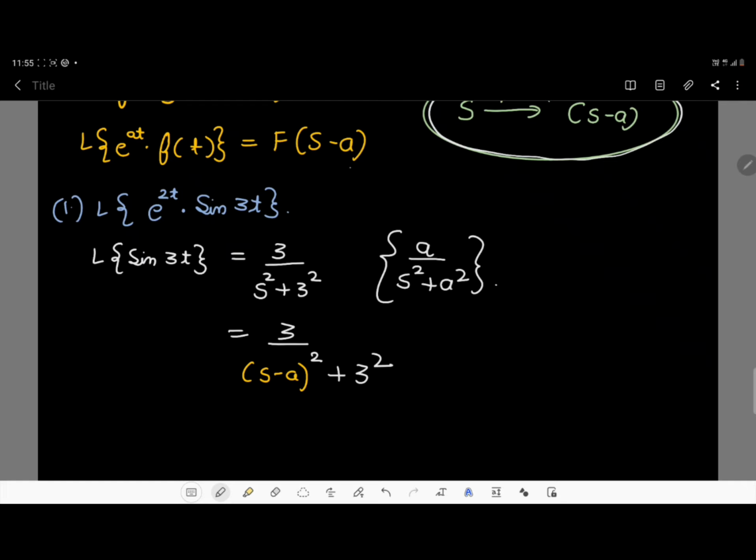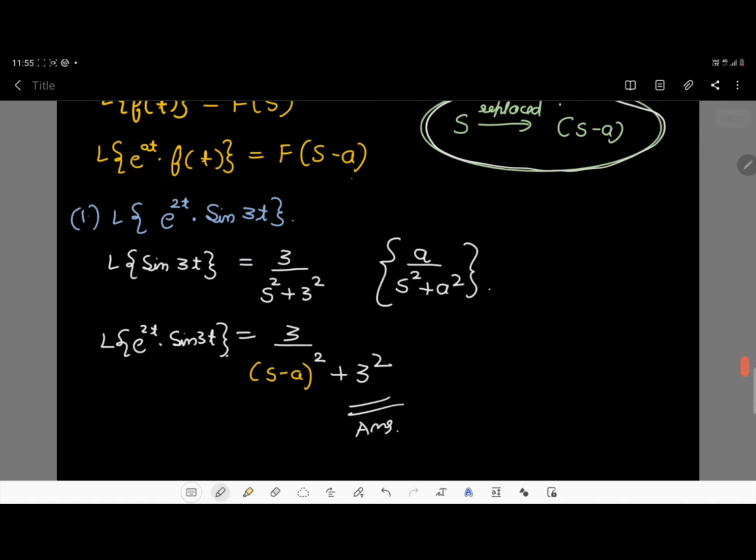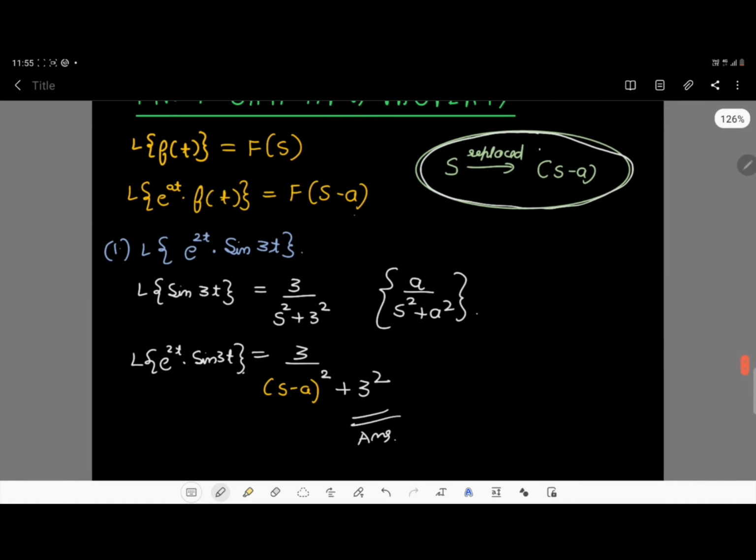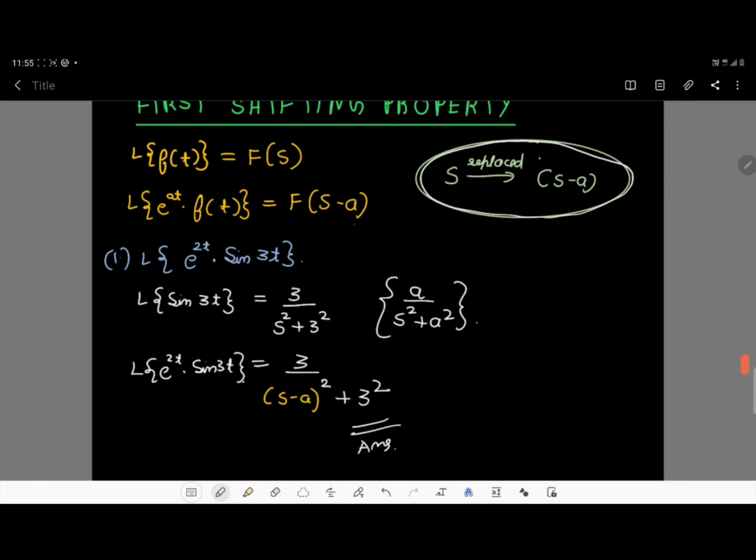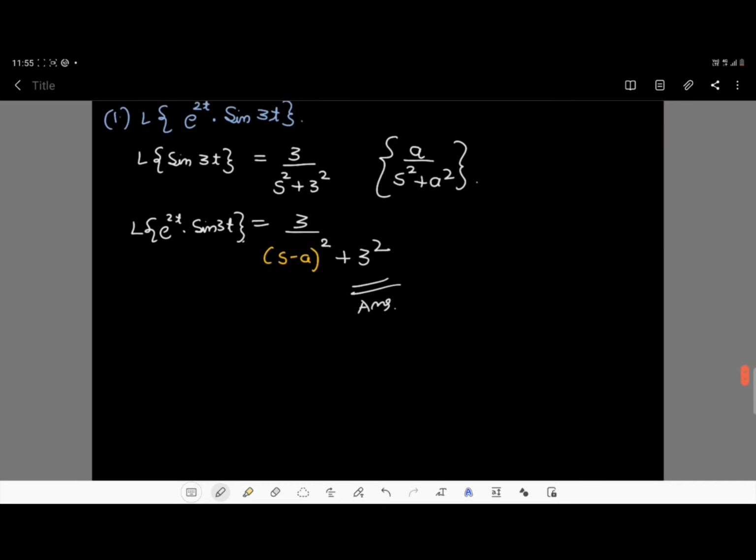So this is your final answer. तो इसमें कोई बड़ी बात नहीं है. You just need to replace only e raised to power 2t into sine of 3t. So this is your final answer, right? सो फर्स्ट शिफ्टिंग प्रॉपर्टी में खाली इतना ही है. मैं आपको 2-3 क्वेश्चंस और कराता हूँ ताकि किसी के दिमाग में कोई डाउट ना रहे, राइट?